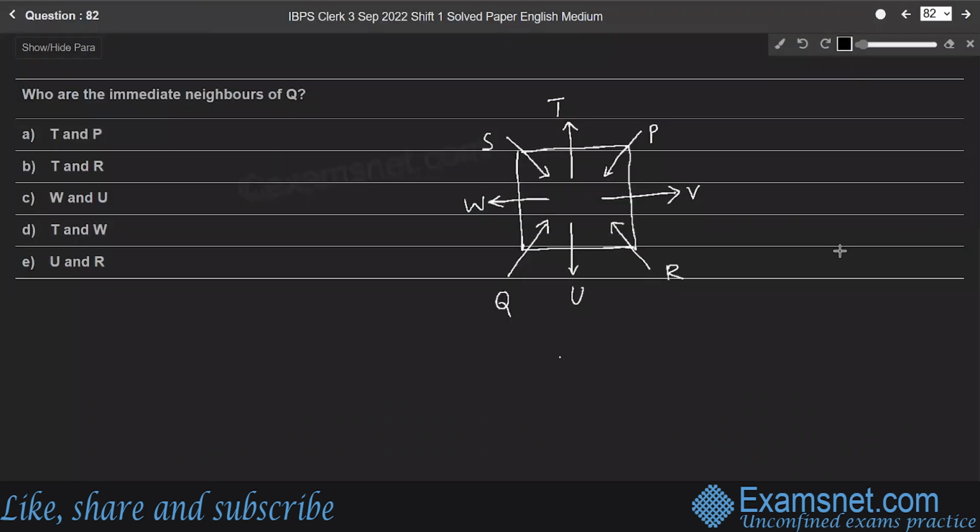Question 82. Who are the immediate neighbors of Q? So the immediate neighbors of Q are W and U. So here W and U. Option C is the right answer.